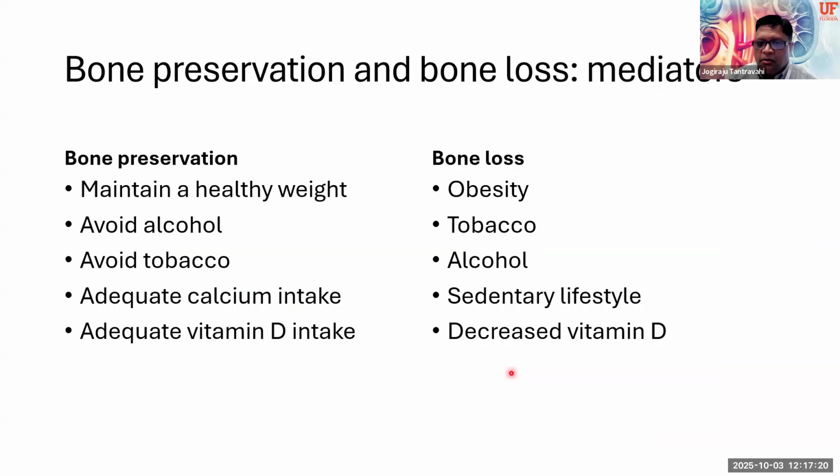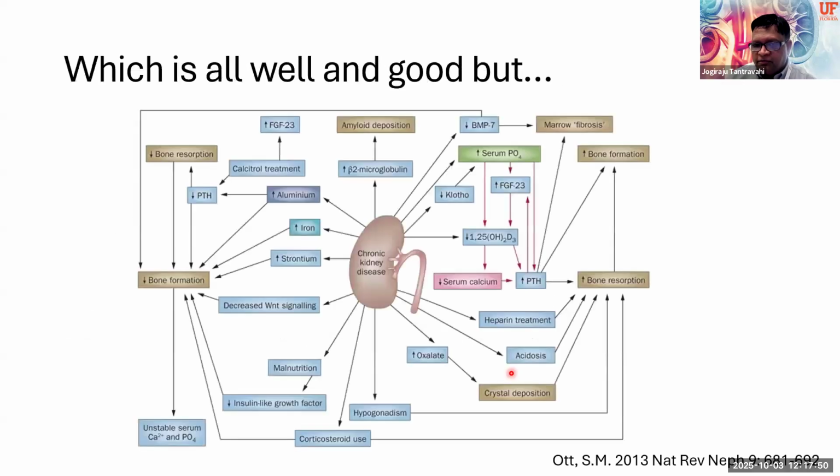Okay. Now, bone preservation and bone loss are mediated by a number of factors. Bone preservation is basically just good health: maintain a healthy weight, avoid alcohol, avoid tobacco, and get adequate calcium and vitamin D intake. Bone loss is precipitated by obesity, tobacco, alcohol, a sedentary lifestyle, or decreased vitamin D. That makes a lot of sense, right? And I guess that's all well and good until you look at our patients.